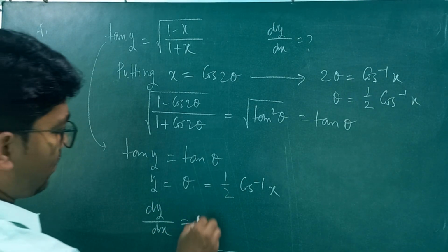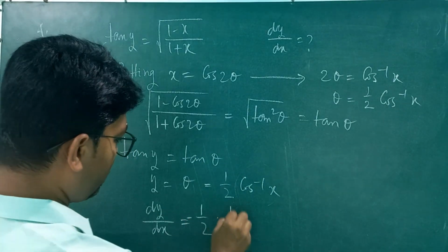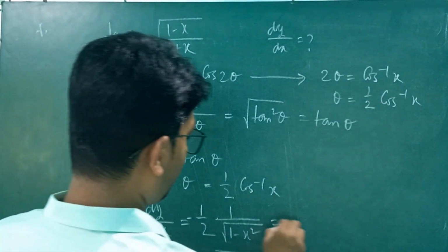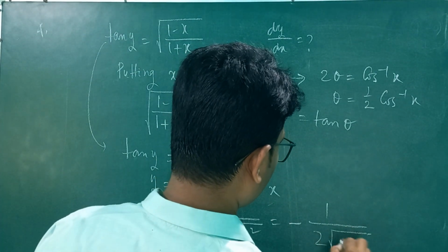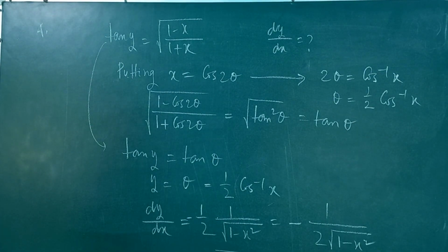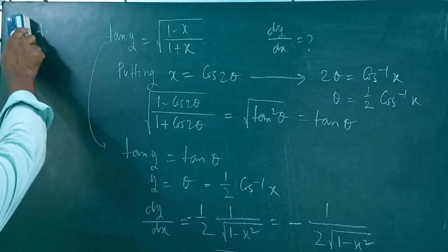dy by dx, half is constant. Cos inverse x, its derivative is minus 1 by root over 1 minus x square. So our required result is 1 by 2 root over of 1 minus x square. That is our answer. So see, before calculating the derivative, first of all we have to simplify if possible. Then the derivative becomes very easy. Similar type of problem, number 5.